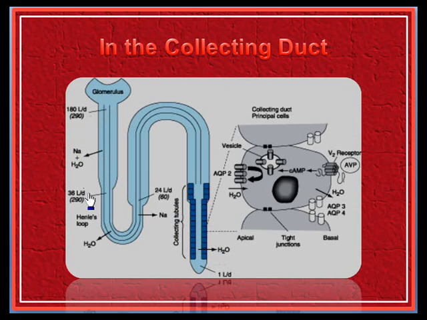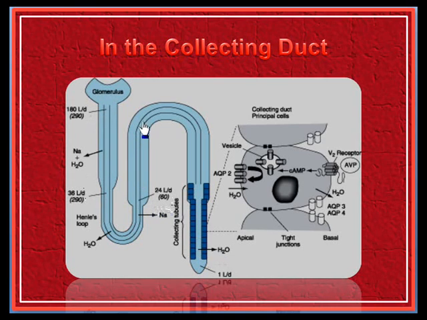It is reduced to 36 liters per day by the time it enters the descending limb of the loop of Henle. Here there is further water loss and further reduction in the volume, and from here sodium is removed and the fluid at this level is 24 liters per day. The osmolarity of the fluid is hypoosmotic compared to the plasma, 60 milliosmoles.